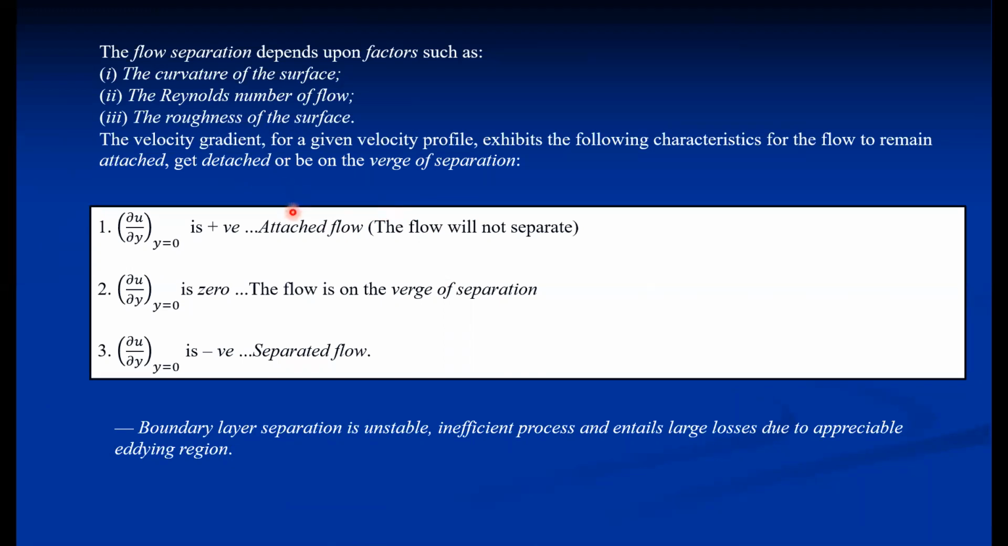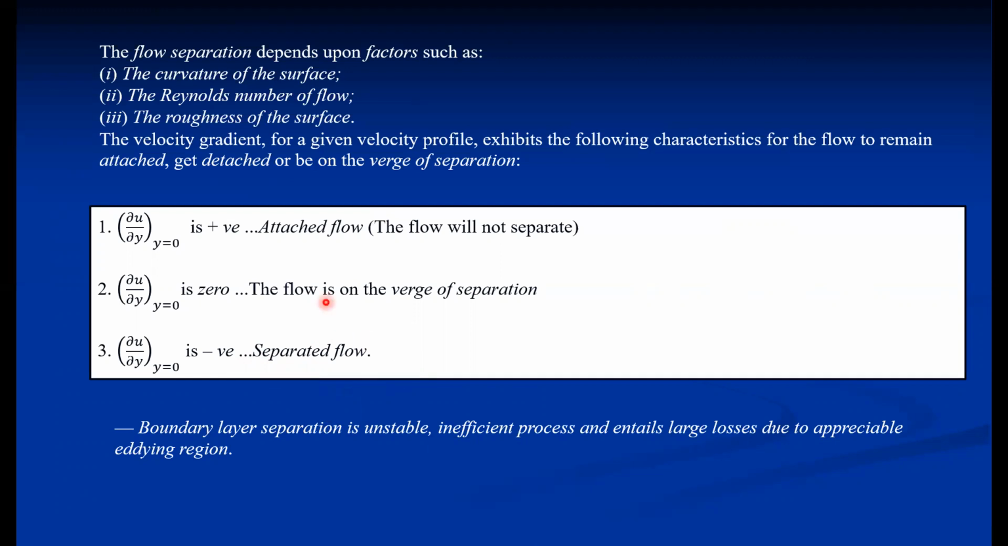The velocity gradient for a given velocity profile exhibits the following characteristics for the flow: remain attached, get detached, or on the verge of separation. We have seen in the previous lecture that when there is a positive velocity gradient, the flow remains attached. There will not be any separation taking place. When it is zero, then it is on the verge of separation. And when the velocity gradient is negative, then the flow separates. That we have seen previously.